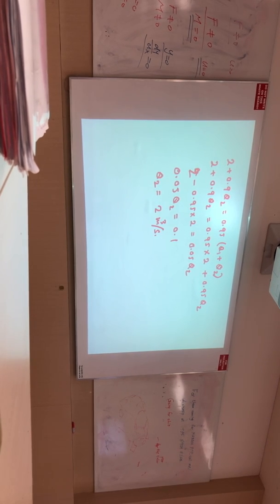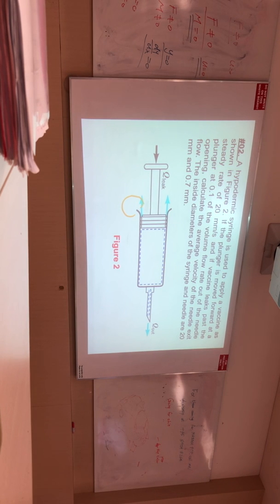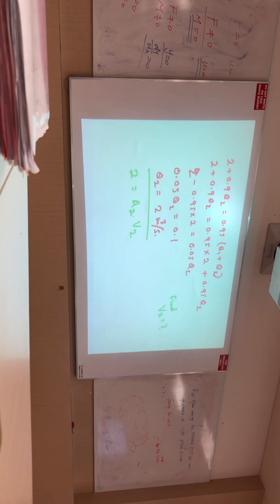Alright, now this is the answer. If I ask you to find the velocity at section 2, V2, then you can write 2 equals area at section 2 times velocity at section 2, right? The area should be given to you. Then you can find the value of V2, which becomes 2 divided by area, in meters per second.